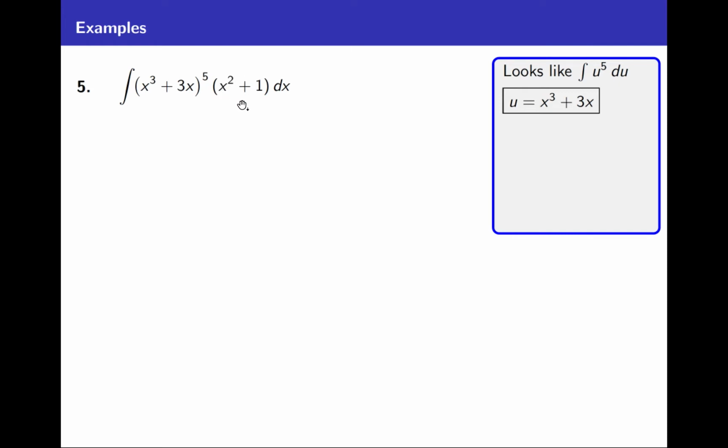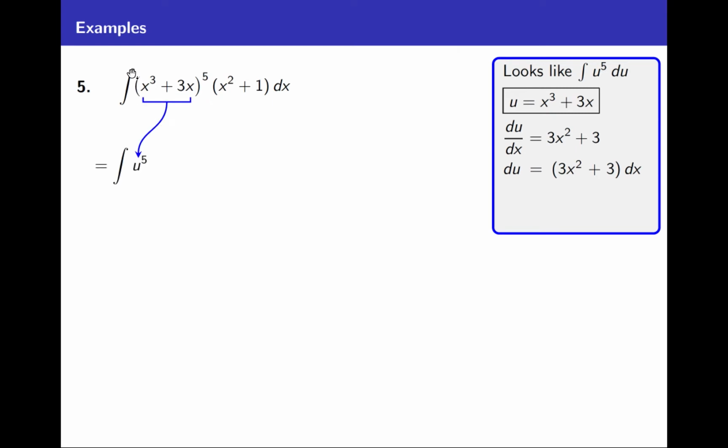But then we have to make sure that what's remaining, the (x squared plus 1) dx, really does equal the du that we want in our simple integral here. So as before, to check that, you take the derivative of your u, du dx is 3x squared plus 3, and you multiply through by the dx to get du equals (3x squared plus 3) dx. Now let's see if these substitutions work.